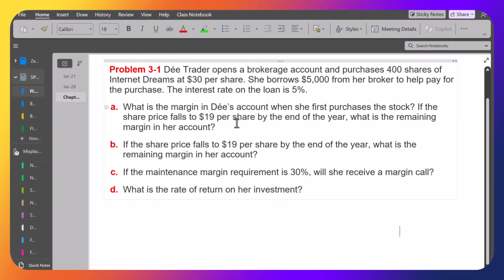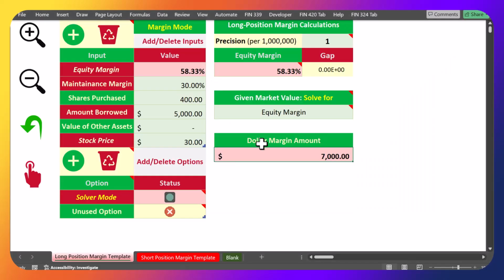The second part of part A asks if the share price falls to $19 a share by the end of the year, what is the remaining margin in her account? First, let's calculate the margin when the stock price is $19. It looks like it's 2,600, but it has been a year, so we have to calculate interest.